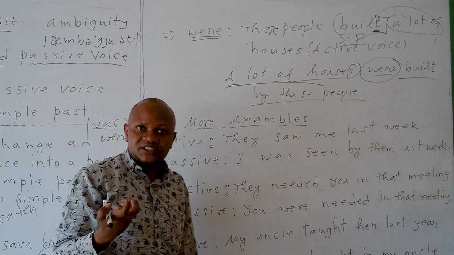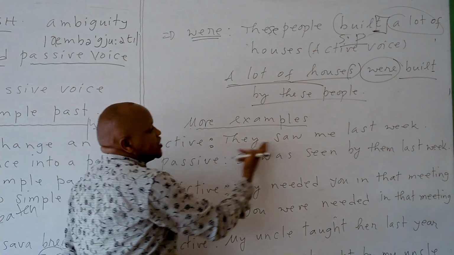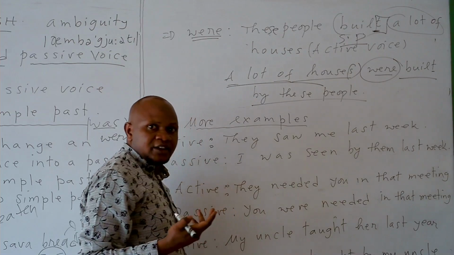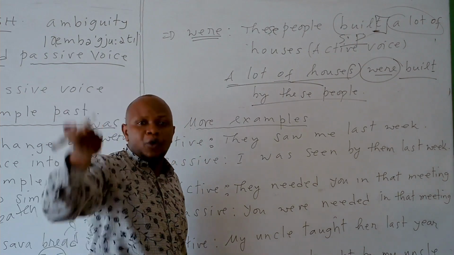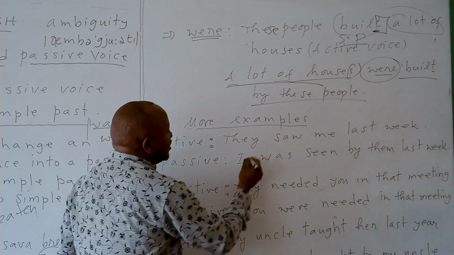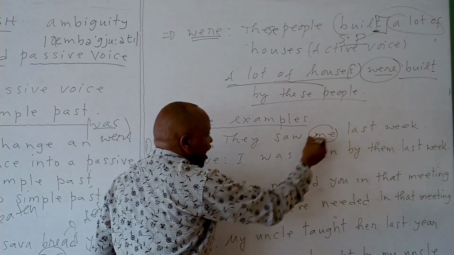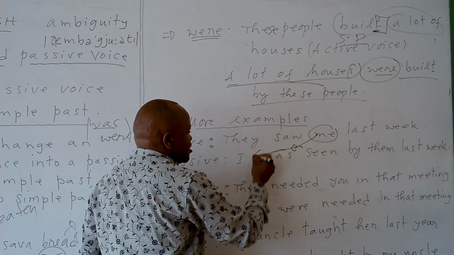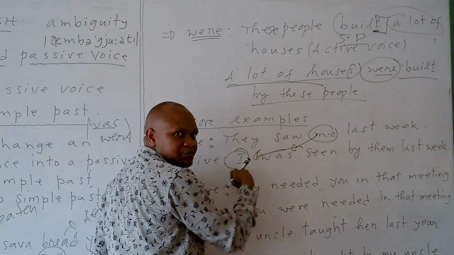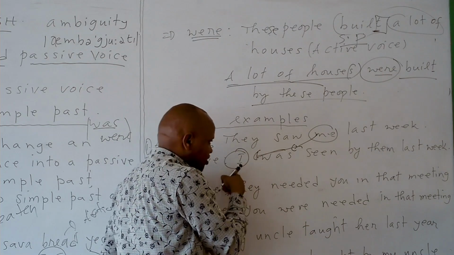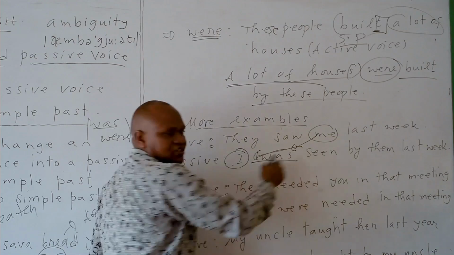Then we are going to see more examples of how you can change an active voice sentence into a passive voice sentence. Here you can say, they saw me last week. Then here, this me is going to change into I, because it has become a subject.